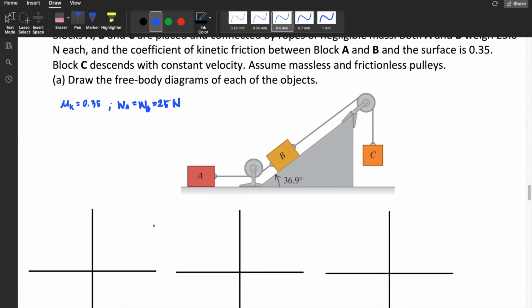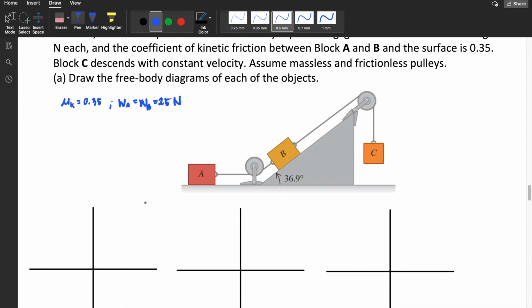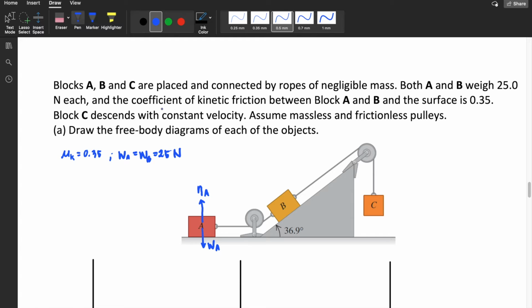So here, we'll start with mass A. First things first, there is a platform or surface, so you'd expect a normal force perpendicular to that surface, which would be upward for this case, and we'll call this normal force A. Next, there is mass, meaning there is weight, which is downward. The most crucial part here is that block C descends with constant velocity. So it's moving with a constant velocity downward, so the acceleration is equal to 0.